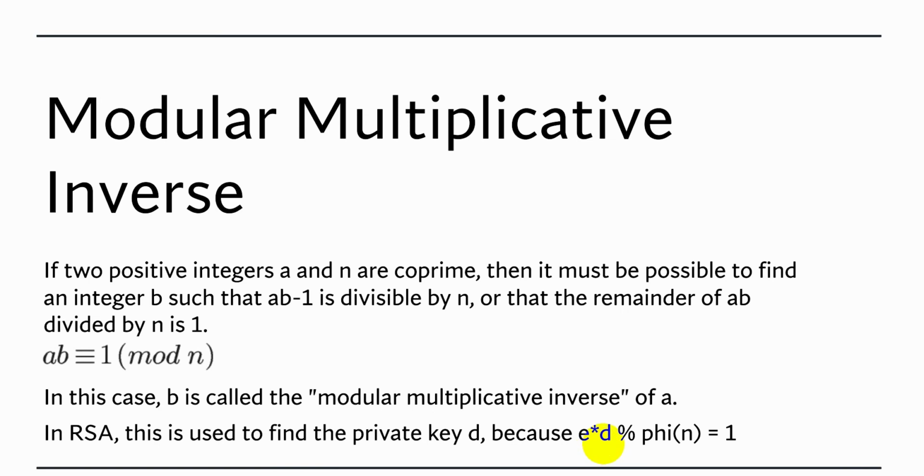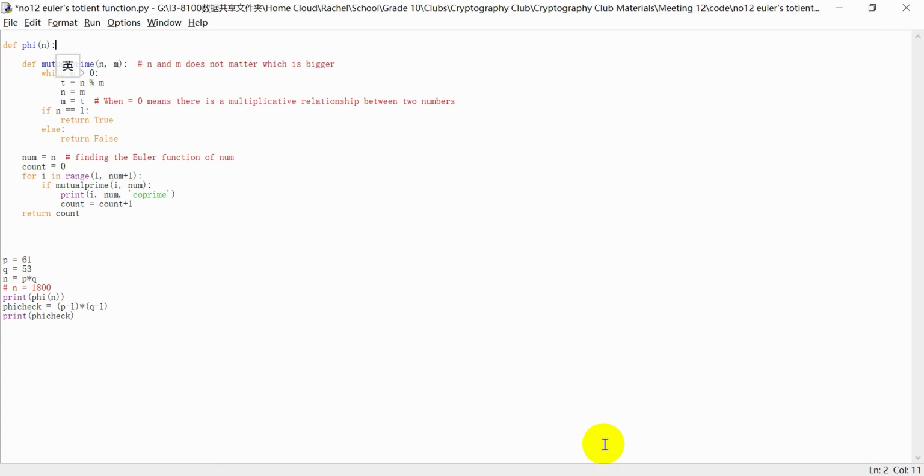Let's look at the code for today's meeting. This code is just to find the value of phi n for any number n. We have two functions. The first one is phi n. So we define phi n.